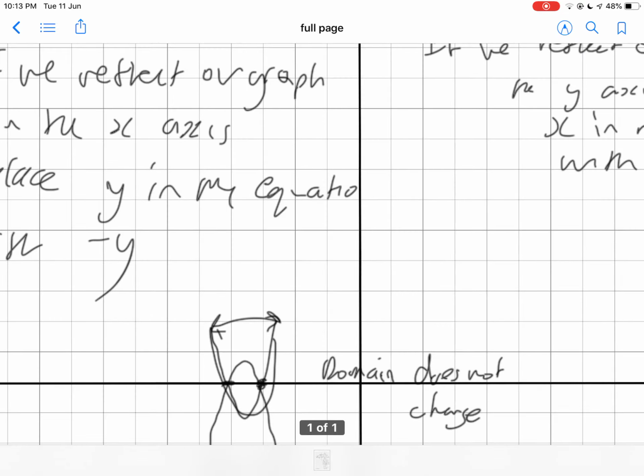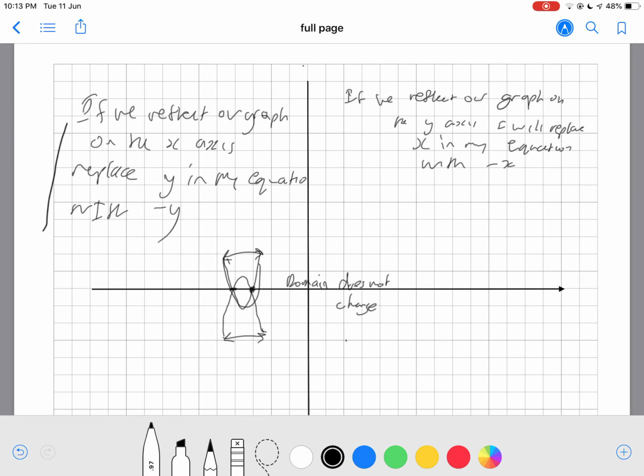But I forgot to mention this in the reflecting on the x-axis. When we're reflecting on the y-axis, you replace x with negative x, okay? So for example, I had a happy parabola over here, and I reflect it. It's still going to be a happy parabola, but instead it's going to be over here. As you can see, originally this was positive something to something, but now it's negative something to something. So for our domain, for example, we had x between a and b. All we're doing is putting negative x in the middle.